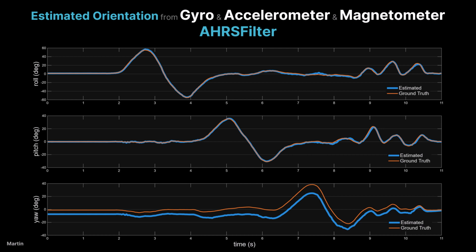The figures show the results of the tuned AHRS filter. As illustrated, the estimated orientation angles match the ground truth, demonstrating that the filter provides accurate and reliable performance after sensor fusion.